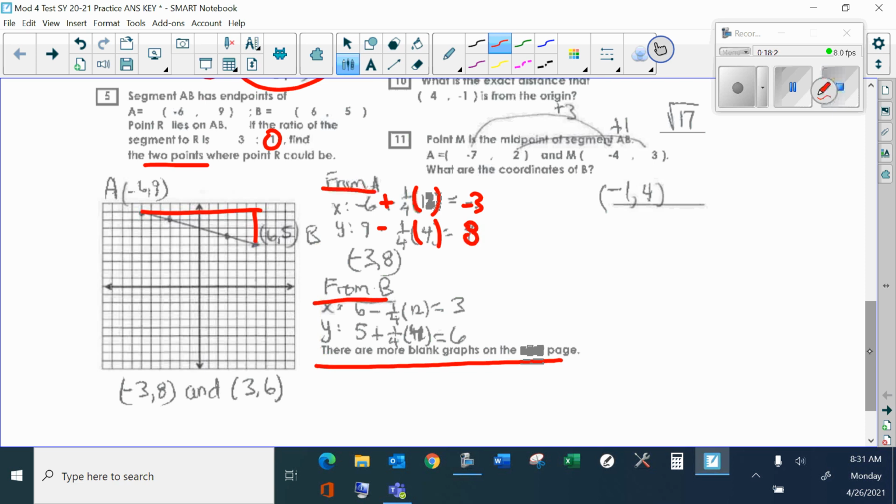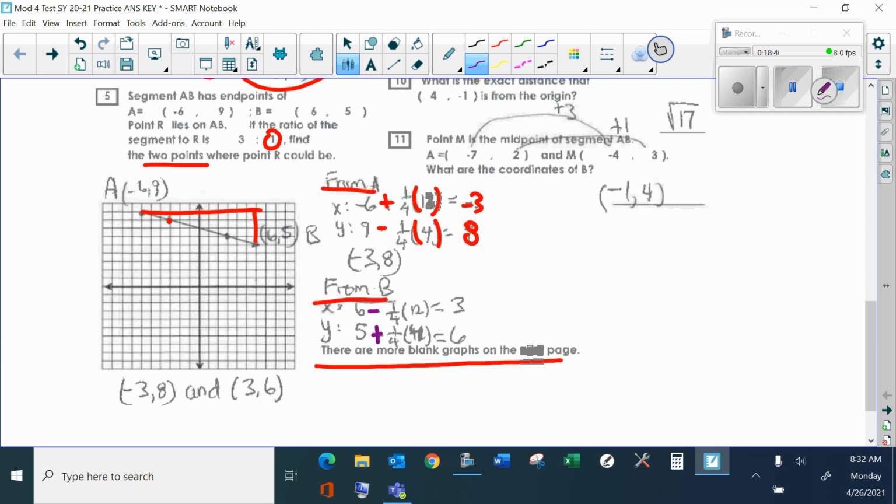And I can check that -3, 8 fits right on the segment. So that works. Now I'm going to do the exact same thing, but from B. The only thing I'm changing is what the B coordinates are, 6, 5, and I switch the 2 signs, because I'm going the opposite direction. Left on the X direction, which is negative, and up for the Y direction.